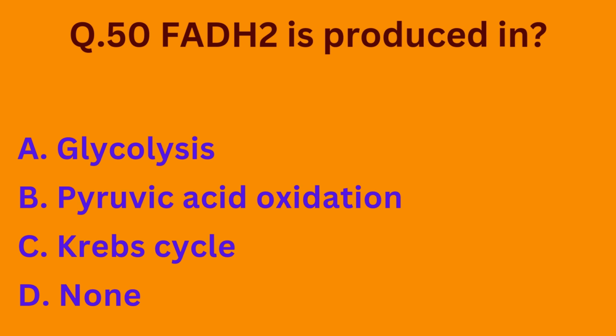Coming to question number 50. FADH2 is produced in option A, glycolysis, option B, pyruvic acid oxidation, option C, Krebs cycle, option D, none. So FADH2 is produced in Krebs cycle. So the correct option is option C.